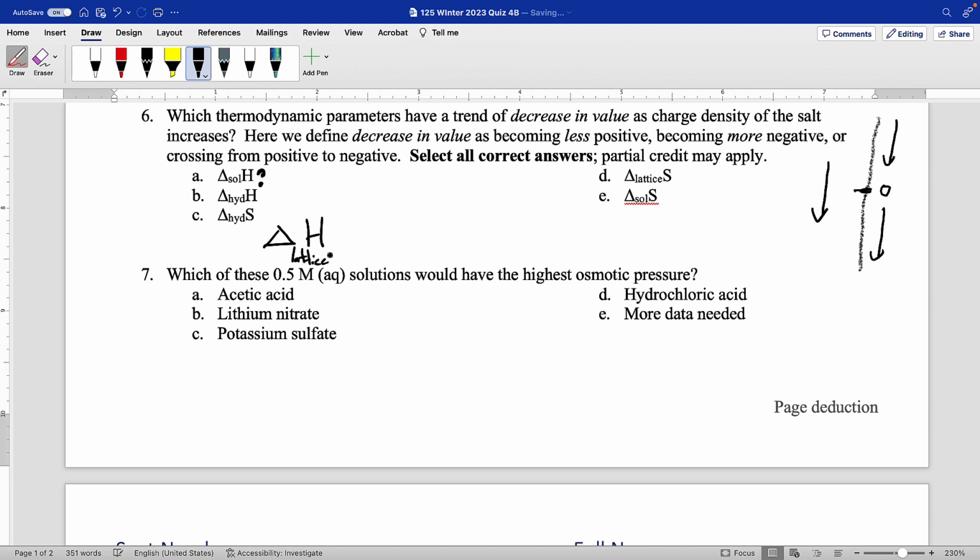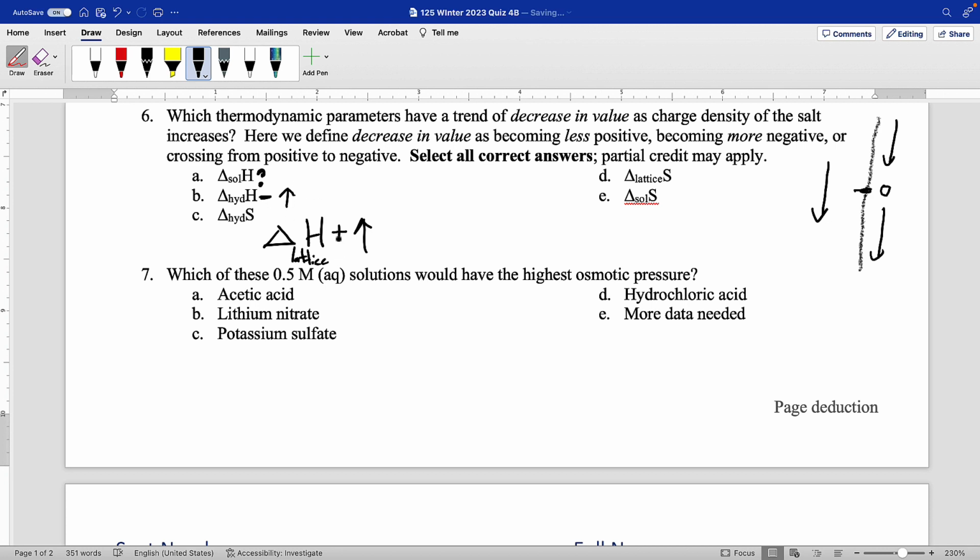Okay, so lattice enthalpy is the energy cost to break apart a lattice. We know it's a positive number, and if we increase charge density, it's going to be harder to break apart that lattice, and so that number is going to get bigger. If we look at hydration, that's a negative number. It's exothermic because we're making bonds, or at least IMFs, between the water molecules and the ions when we plunge them into water. This negative number gets bigger in size, right? So we have a bigger negative number and a bigger positive number.